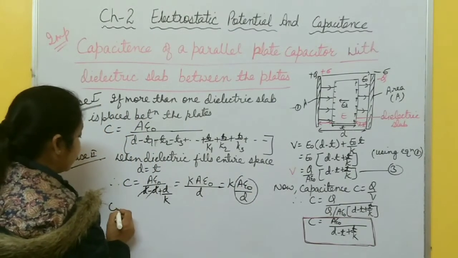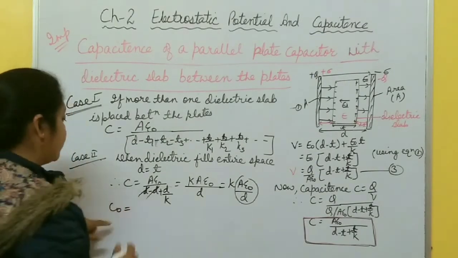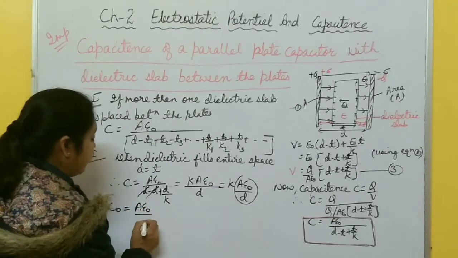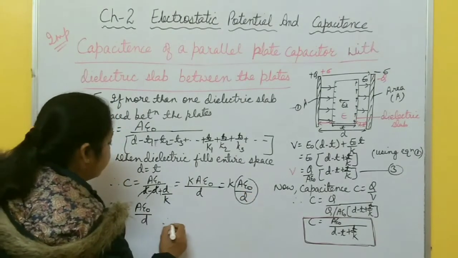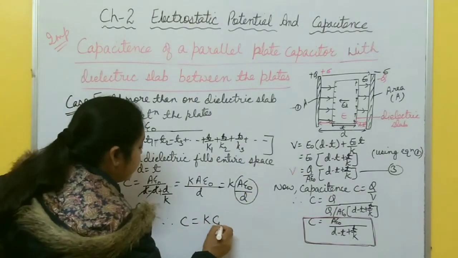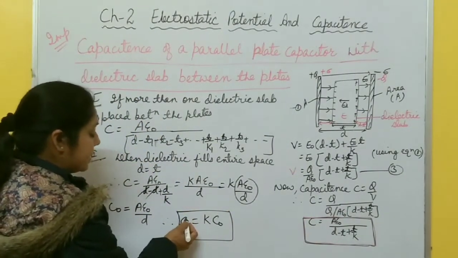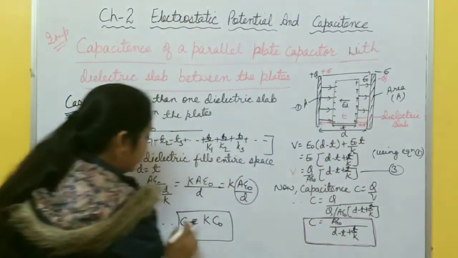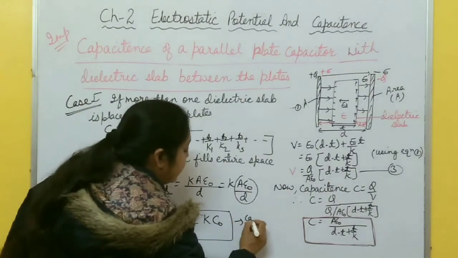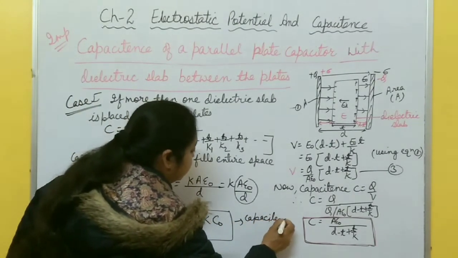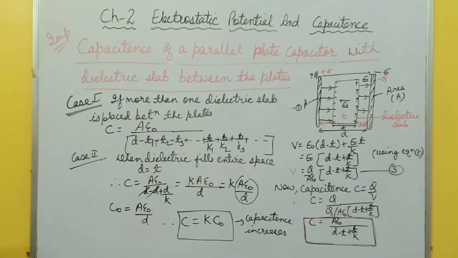You know the capacitance of a parallel plate capacitor when no dielectric is filled, in vacuum, C naught is given by A epsilon naught by d. So this term becomes the capacitance in vacuum. Therefore, this C becomes K times C naught. Now it's clear that the capacitance when a dielectric is introduced between the plates increases by K times that in vacuum. Right? Here the capacitance increases when a dielectric slab is introduced between the plates. Right?